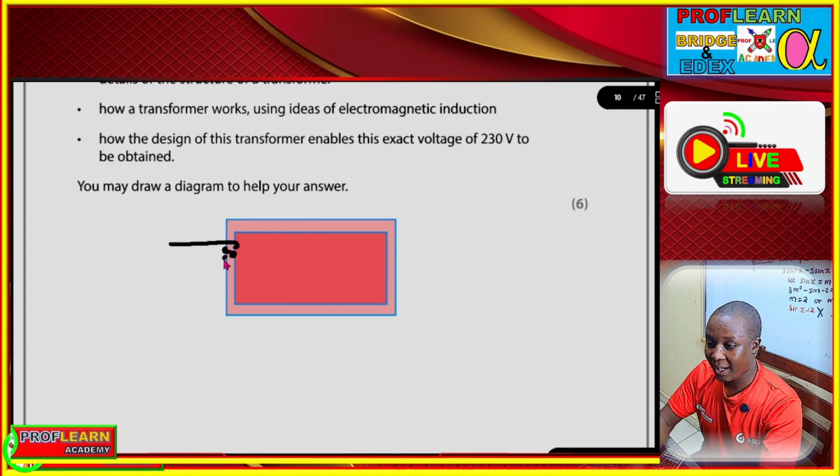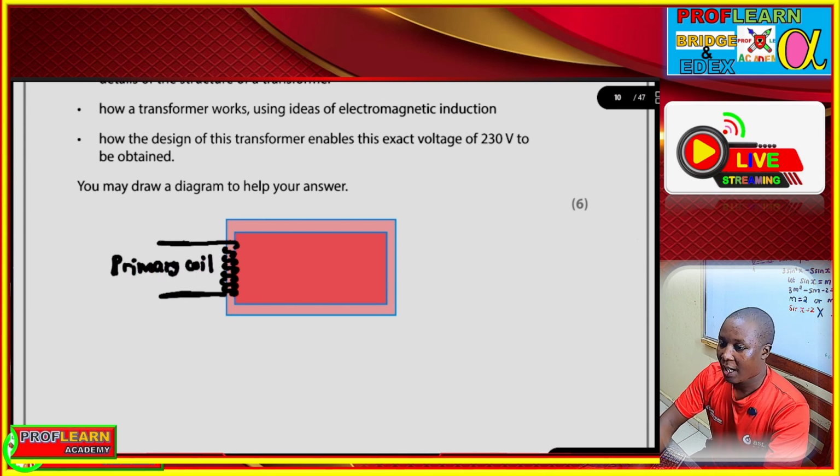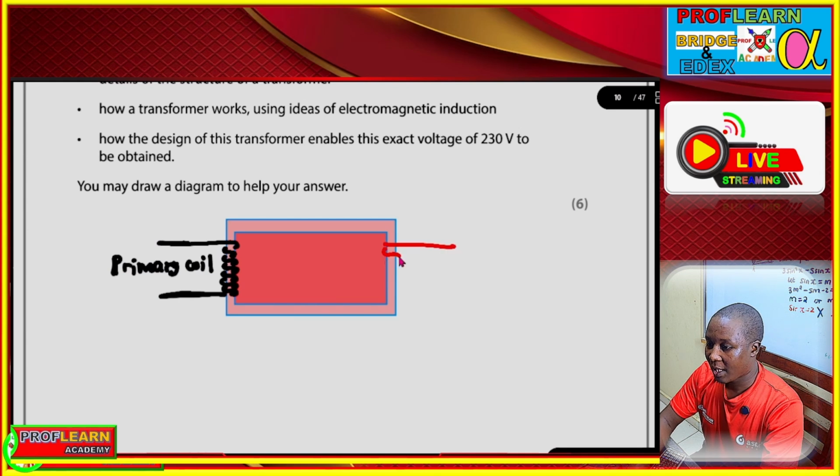Number one, we shall have more turns in the primary coil. This is the primary coil. And then we shall have fewer turns in the secondary coil. Fewer turns. We have to ensure there are few so that it's a step down transformer.